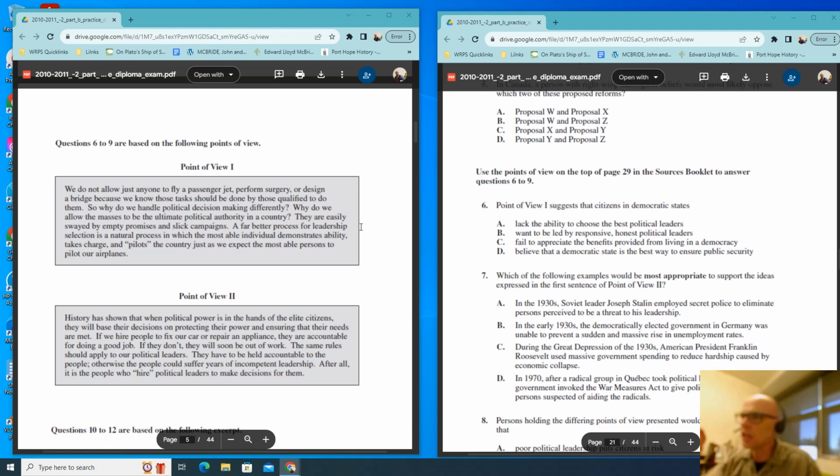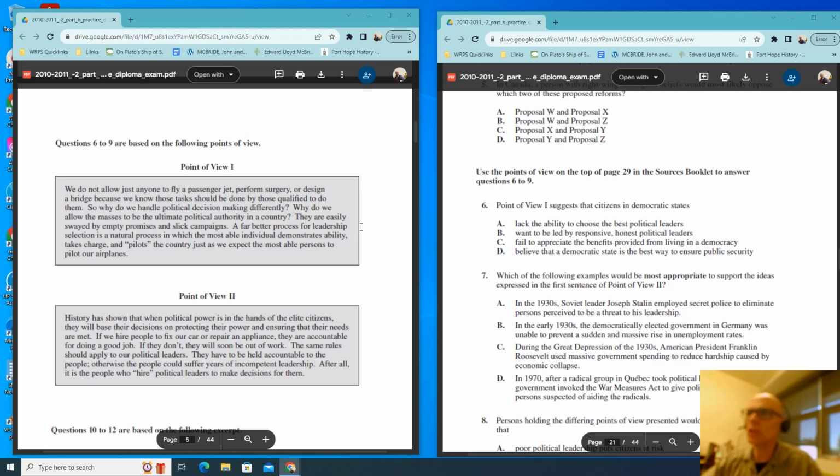Point of view 1 suggests that citizens in democratic states... I might even consider the answers. I might try to contrast them. A, lack the ability to choose the best political leaders. I'm going to pause and think, what might that look like? Citizens make bad choices in elections, and maybe we shouldn't have a democracy. So I would expect it's an elitist perspective, anti-democracy. B, want to be led by responsive, honest political leaders. How is A different than B? Contrasting them. A is saying citizens really don't have the ability to pick good people, good leaders, good politicians. B is saying we want to be led by good politicians. Both talking about good politicians, but from different angles.